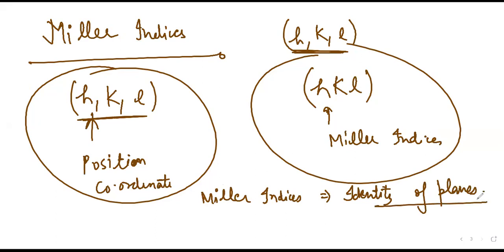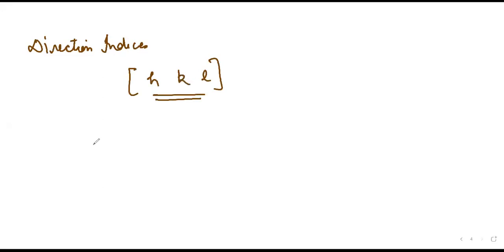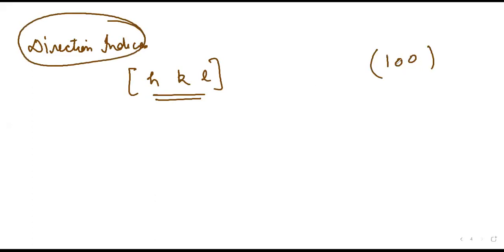Clear? Now the word here is direction indices. If I am putting square brackets like this, it will be direction coordinates. Here the square bracket without commas tells me about direction indices. It will tell me about Miller indices, that is your orientation, and it will tell me about direction indices.